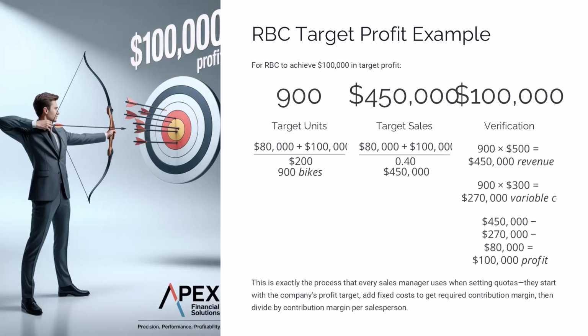This is exactly the process that every sales manager goes through when setting quotas. They start with the company's profit target, add fixed cost to get required contribution margin, then divide by contribution margin per salesperson to determine how many sales reps they need and what each person's quota should be, which is why understanding this helps you negotiate better compensation packages.